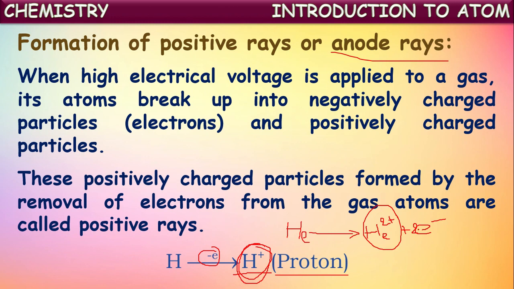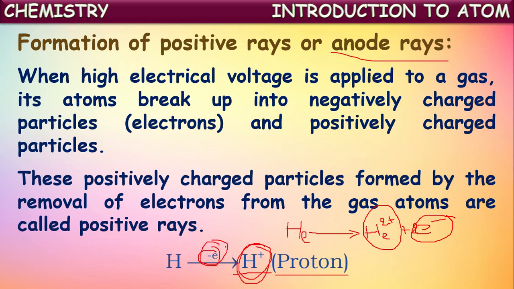But if you observe, the negative charged particles are common in all the cases. Whatever gas we have taken, the cathode ray particles are the same. These cathode ray particles together are called electrons. But the positive ray particles are different for different gases.